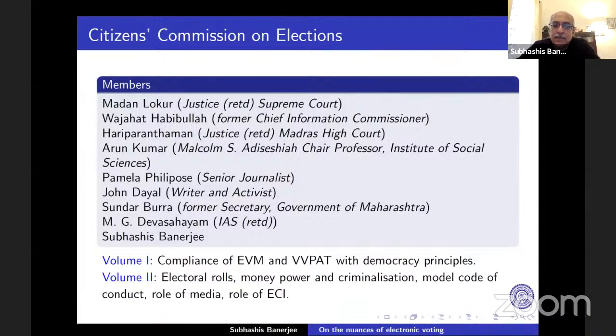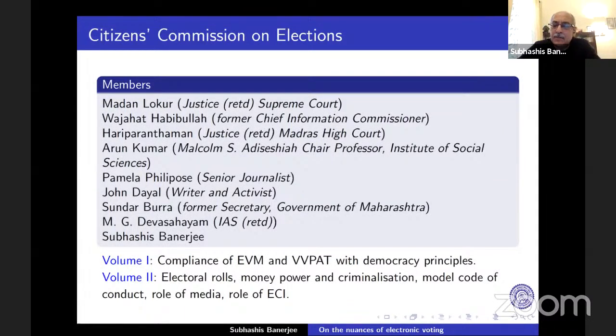This was formed just before the pandemic started, around March 2020, by Mr. Devasayam, who is an ex-army man, retired as a secretary to the government of Haryana, and one of the ardent anti-electronic voting activists that you can come across. So he got us together.